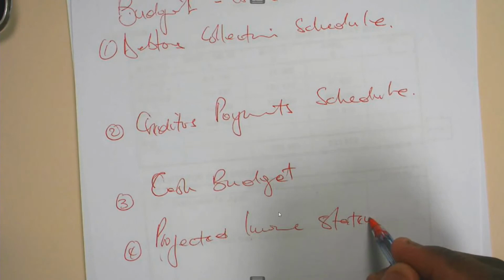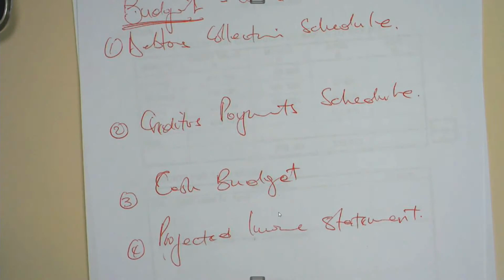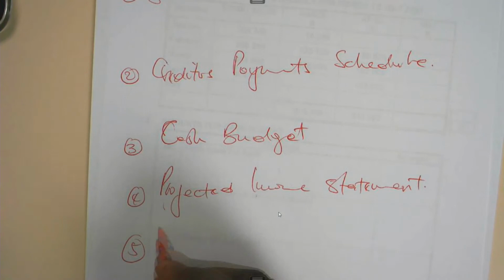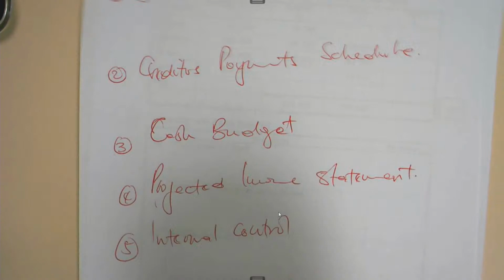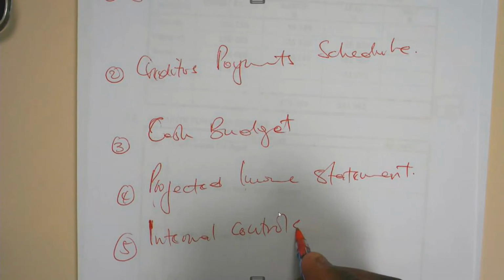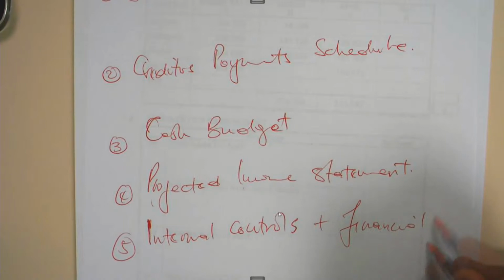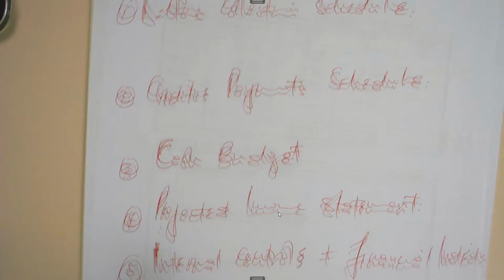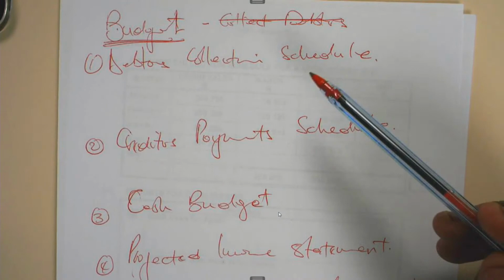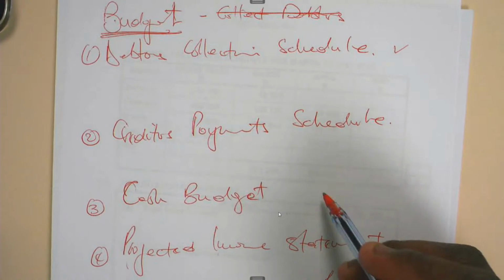Right. And each and every topic in our Grade 12 ATP goes with internal controls. You're supposed to get internal control questions, and financial indicators go with this topic. But for today, as far as our question is concerned, we'll be looking at the debtors collection schedule, and then the cash budget, some internal controls and financial indicators.